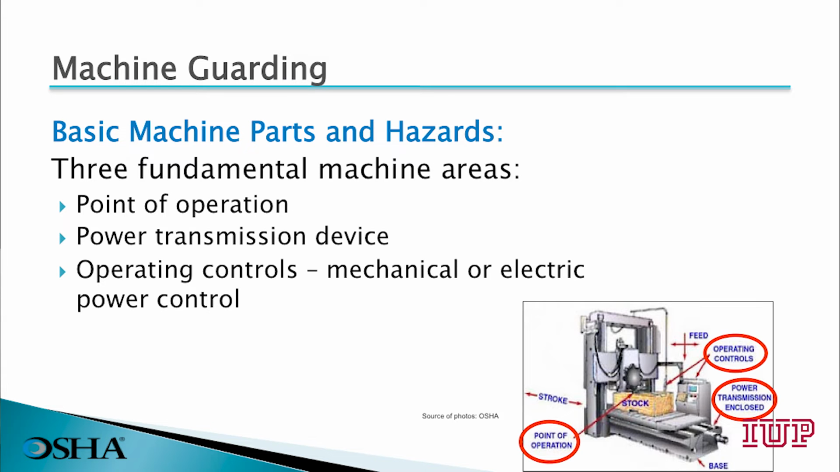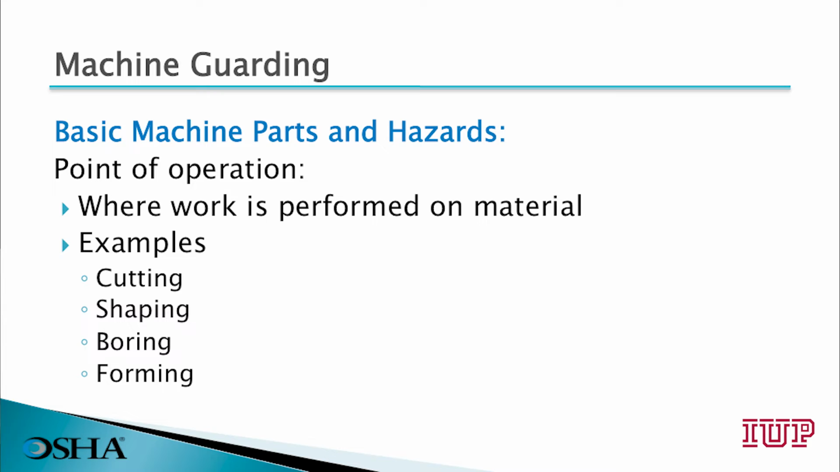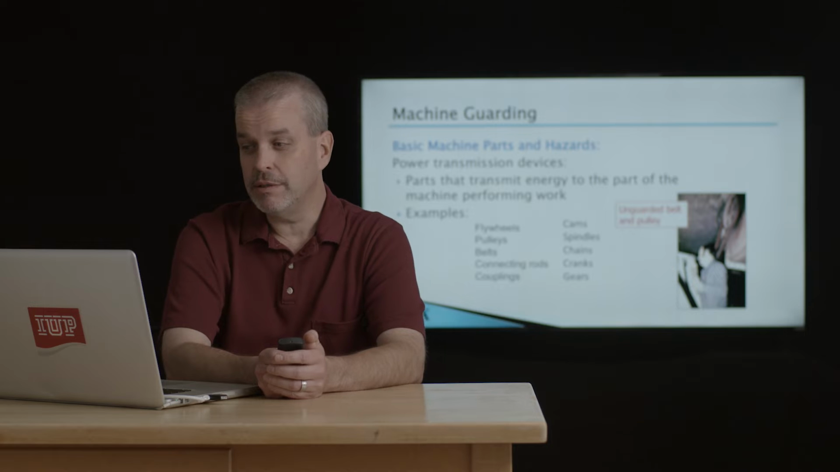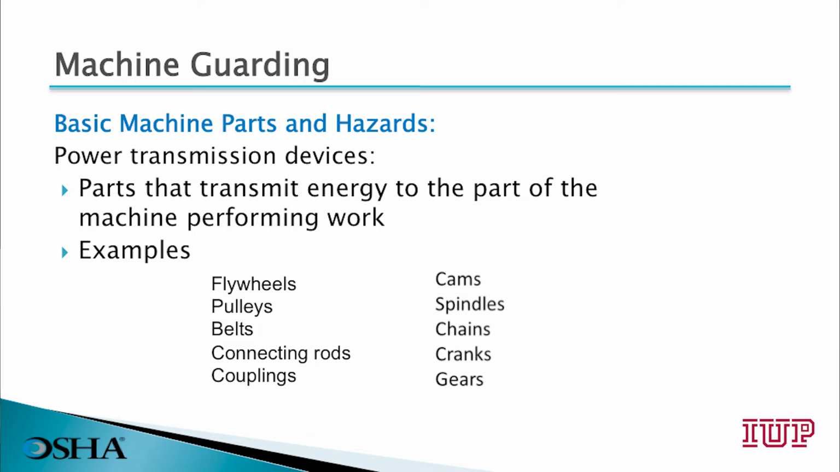The three fundamental machine areas include the point of operation, power transmission device, and operating controls, which include mechanical or electrical power control. The point of operation is where the work is performed on the material, and examples include cutting, shaping, boring, forming. Power transmission devices transmit energy to the part of the machine performing the work. Examples include flywheels, pulleys, belts, cams, spindles, chains, and gears.